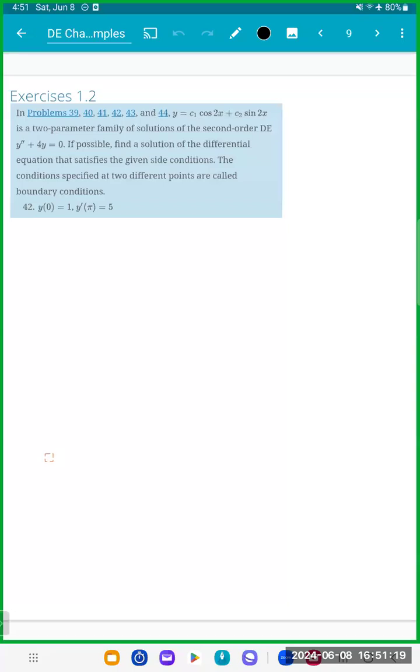The first thing we want to do is let's determine what our derivative of our y function is. And so that is going to be negative 2 c1 sine of 2x plus 2c2 cosine of 2x. Then when we look at our second derivative, that's going to be negative 4c1 cosine of 2x minus 4c2 sine of 2x.